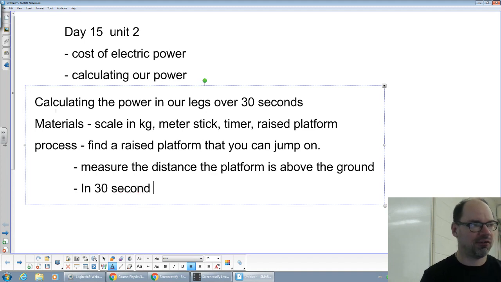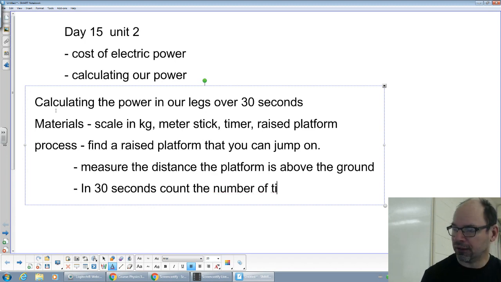You could time yourself to do 10, or you could see how many you do in 30 seconds, whatever you like. I'm not a very good jumper myself, so I usually just do 30 seconds because I can probably only get 2 or 3 in. So in 30 seconds, count the number of times you can jump on the platform.